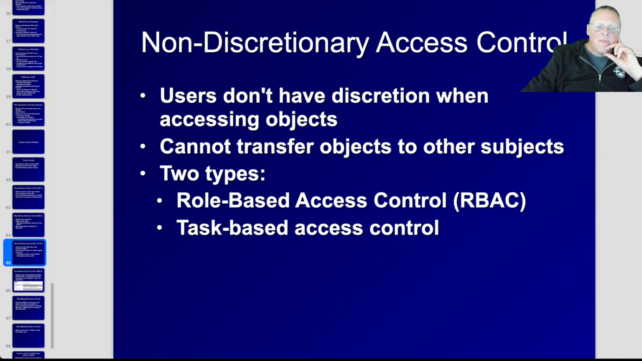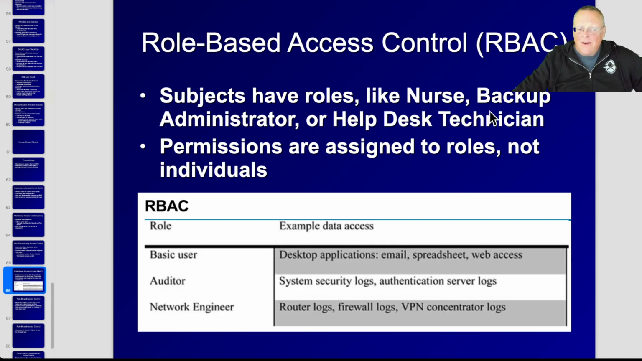Non-discretionary access control is where you don't have the ability to do this at your own discretion, and there are two types, role-based and task-based. Role-based is what you typically have in a corporate Windows domain, where you are sorted into a category like manager, sales, and help desk, and then you get certain privileges based on your role in the company. So you have roles, and they have different rules. The basic user can do this, the auditor can get to the logs, the network engineer can get to the firewalls, and so on. They sort you into your job role, and that determines what you're allowed to do.